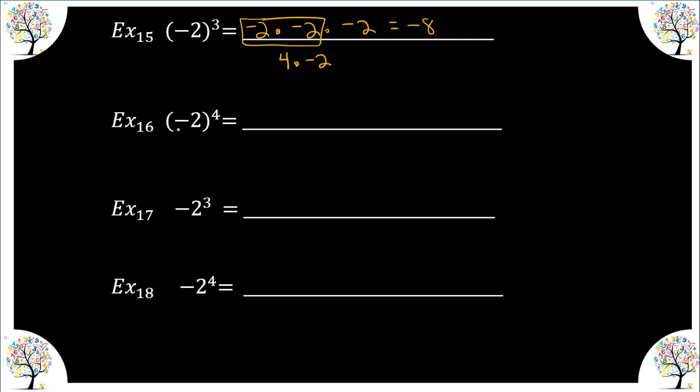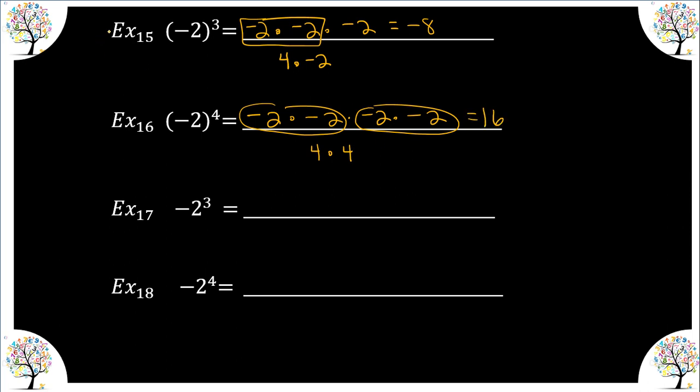Our next example, the base is -2 raised to the fourth. So the negative is included in the expansion. So we have -2 times -2 times -2 times -2. Here, -2 times -2, the negatives cancel out. -2 times -2, our final answer is positive 16.